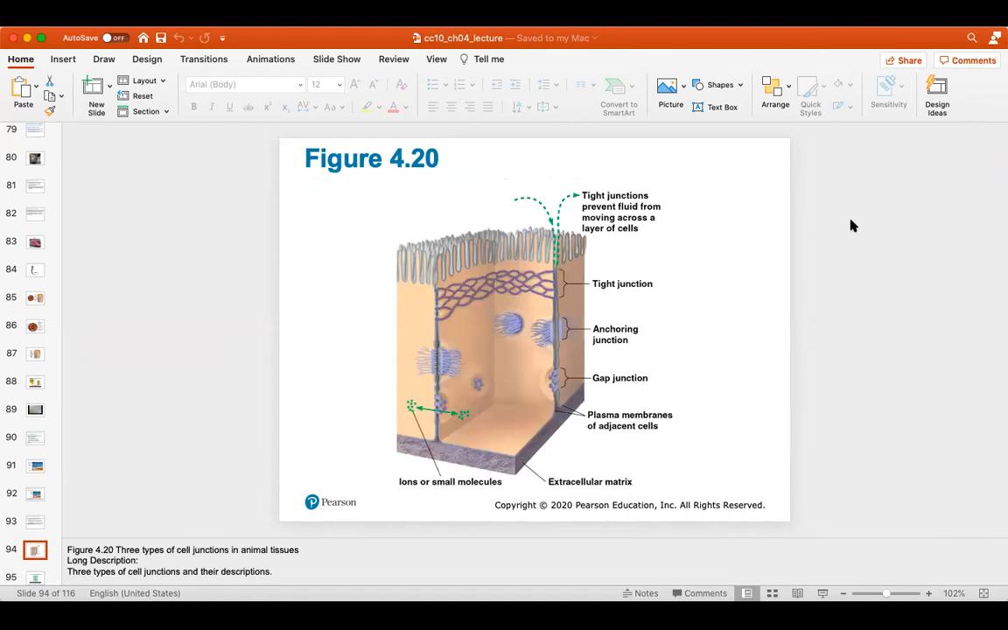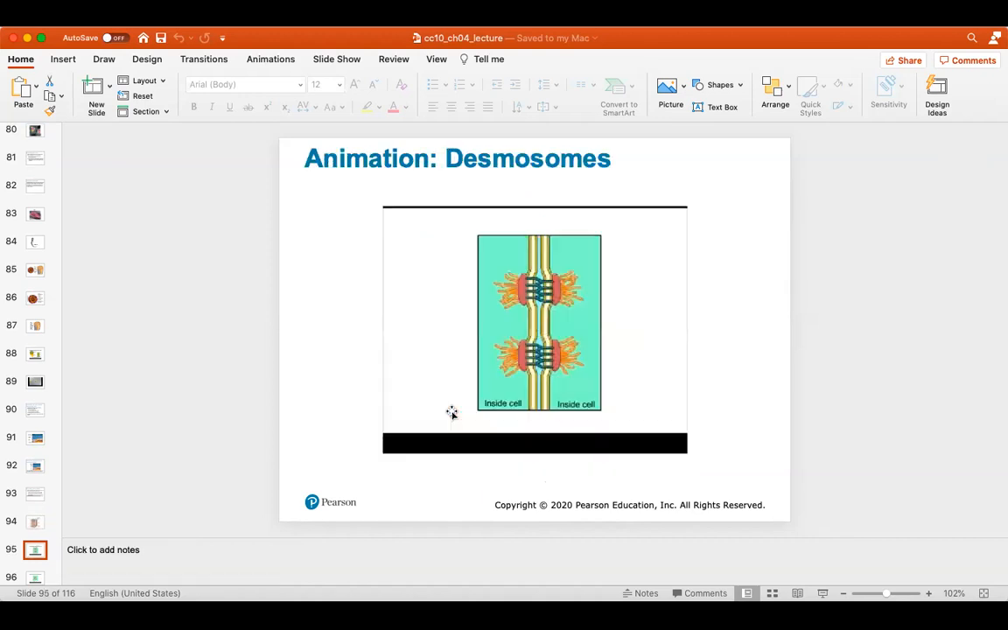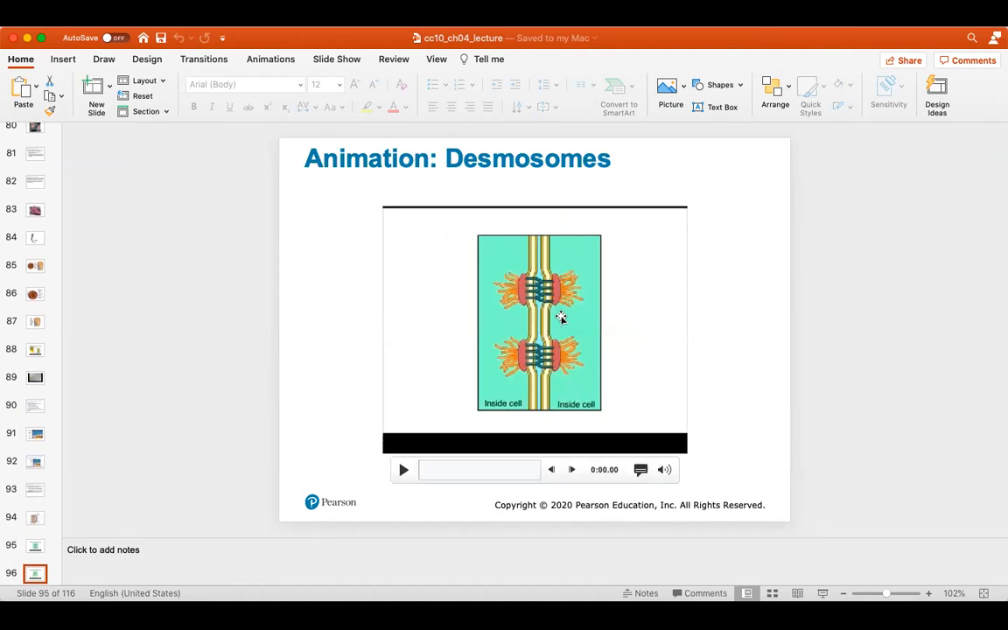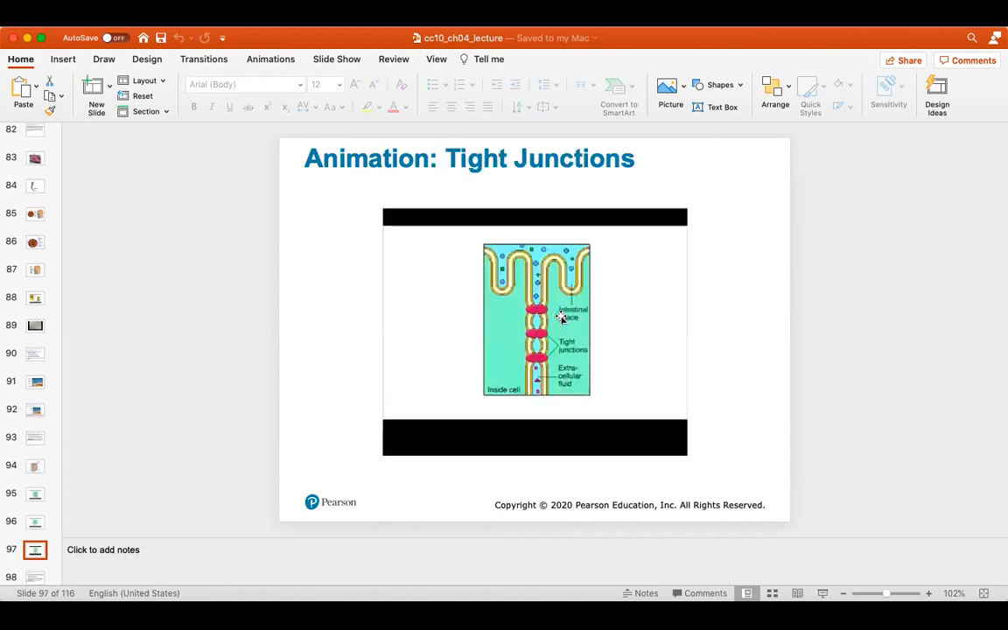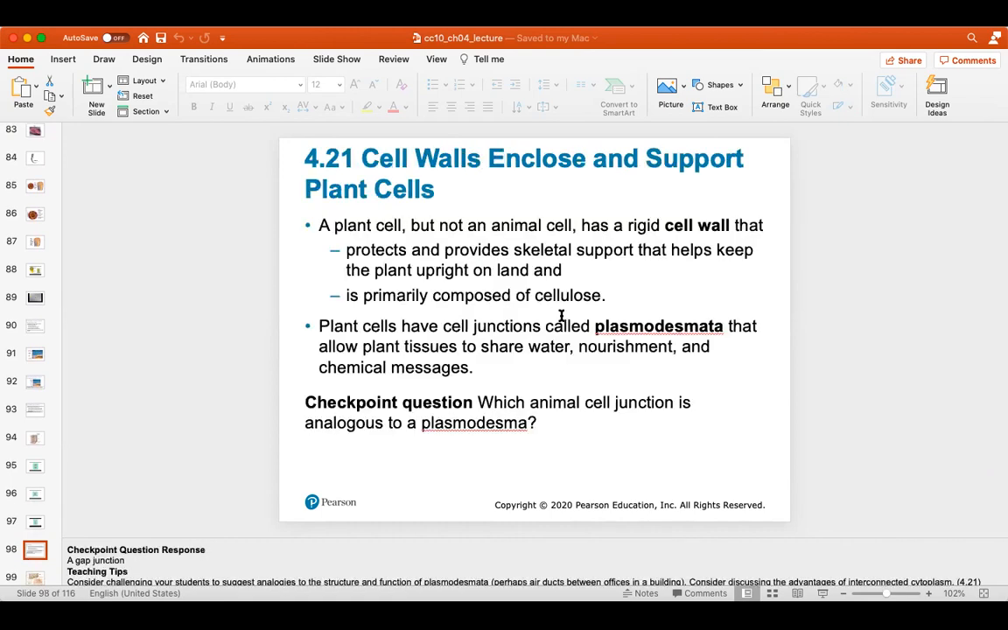These are the 3 types of cell junctions: tight junctions, anchoring junctions, and gap junctions, just showing junctions between neighboring cells. Tight junctions prevent fluid from moving across the layer of cells. Ions are small molecules. Here's desmosomes, which are involved in tight junctions, gap junctions, and tight junctions. So feel free to watch all those animations as well.